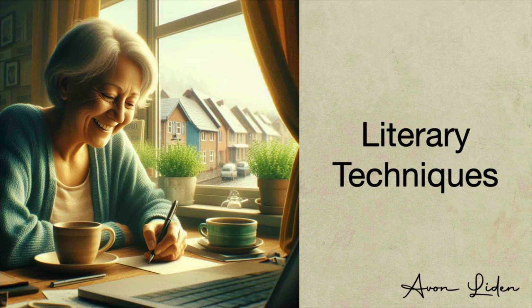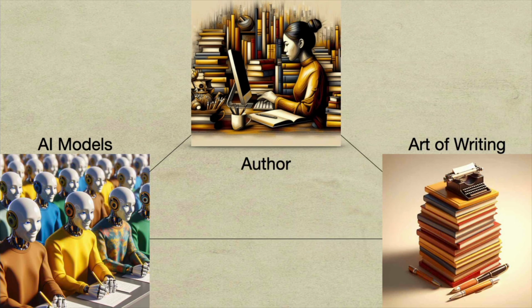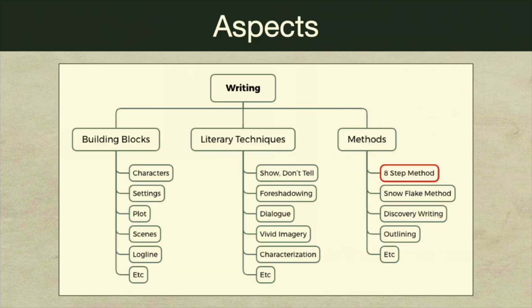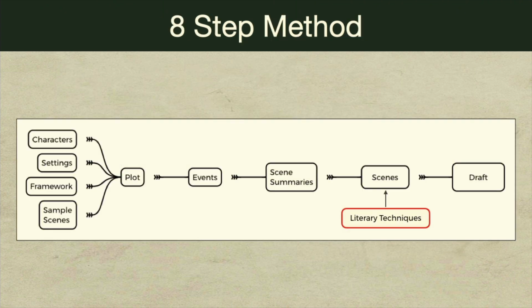Literary techniques. In the systematic approach, I've talked about two kinds of knowledge: how to use AI tools and the knowledge about the writing craft. The writing craft can be split into these three aspects: building blocks, literary techniques, and the writing method. We talked about using the 8-step writing method, which looks like this.